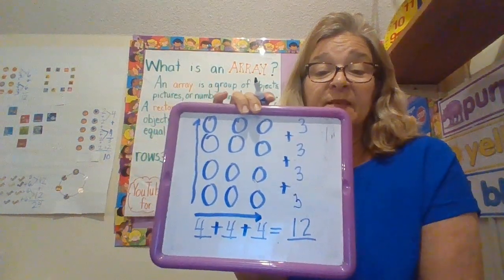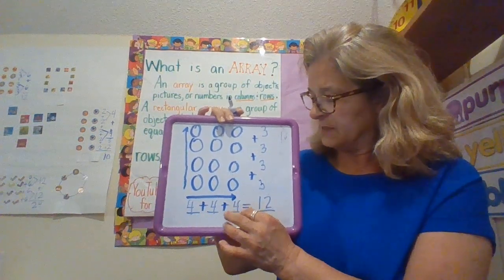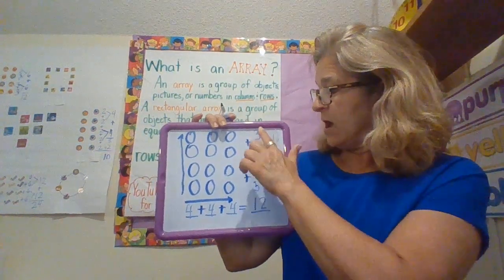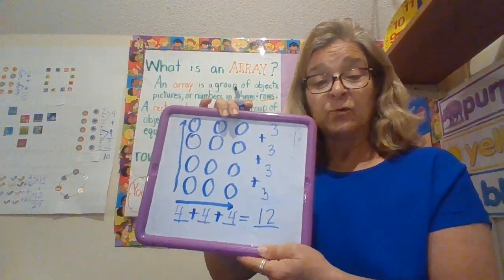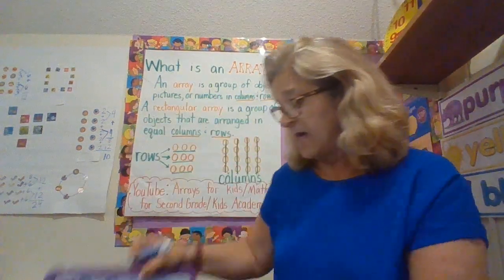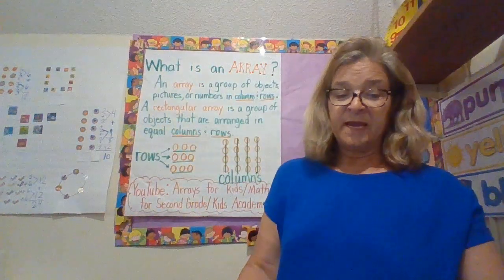So when you look at this array, you have repeated addition with 4 plus 4 plus 4 equals 12, and also 3 plus 3 plus 3 plus 3 equals 12. So that is an array that shows 12 with repeated addition.